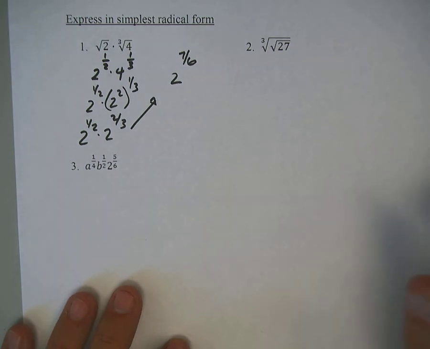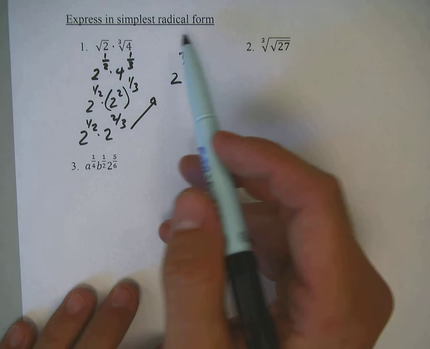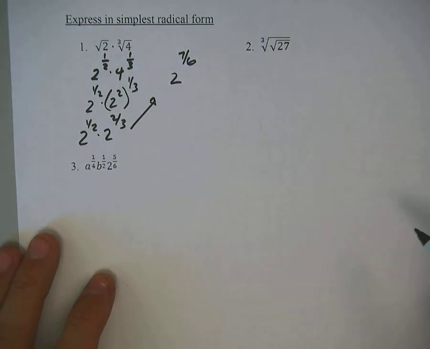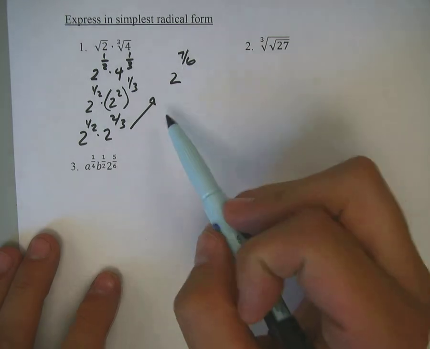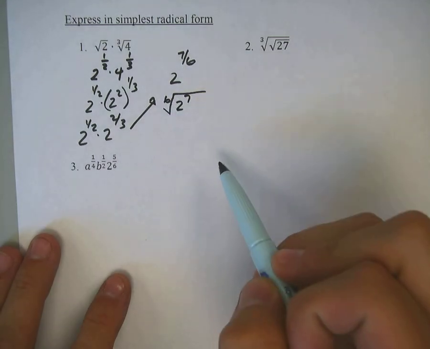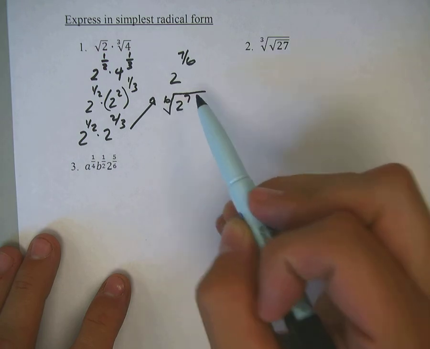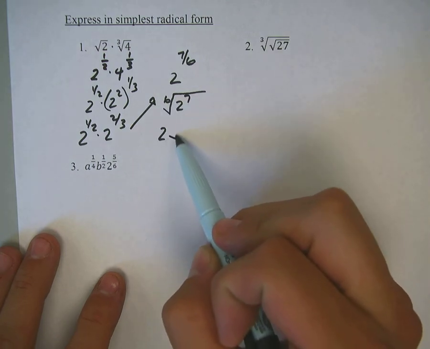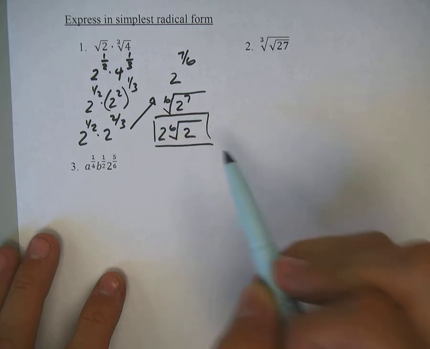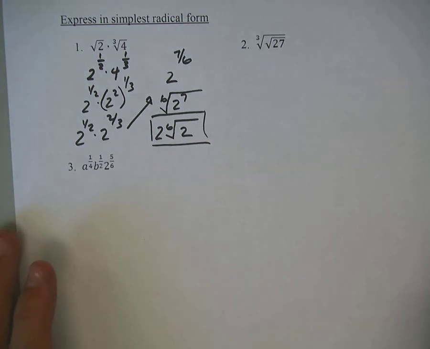So, I'm not done yet though, because it says simplifying or express in simplest radical form. We're in fractional form or fractional exponent form. So I'm going to convert it back. So it'd be the 6th root of 2 to the 7th. And then I'm going to find the 6th root of 2 to the 7th. Well, that would be 2, 6th root 2. And there you go. I put it all together.